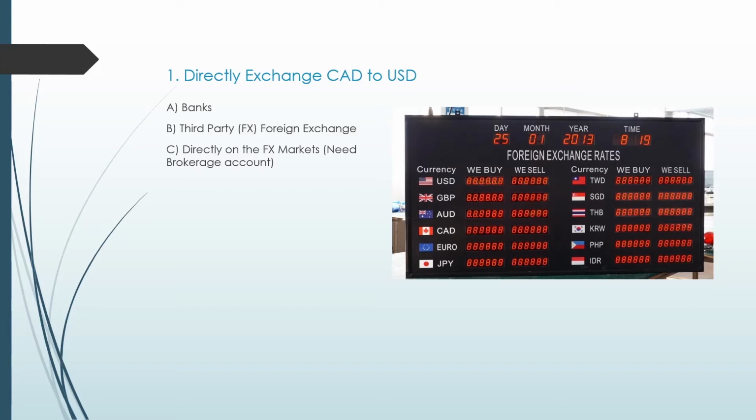similar to going to the airport or any currency exchange boutiques. They show you a sign, typically displaying the foreign exchange rates, and you just go and say, hey, I need 1,000 US dollars. Then they'll give you a total of Canadian dollars that you need to pay. Lastly, option C, you go direct to the foreign exchange markets. For this option, you'll need a brokerage account.